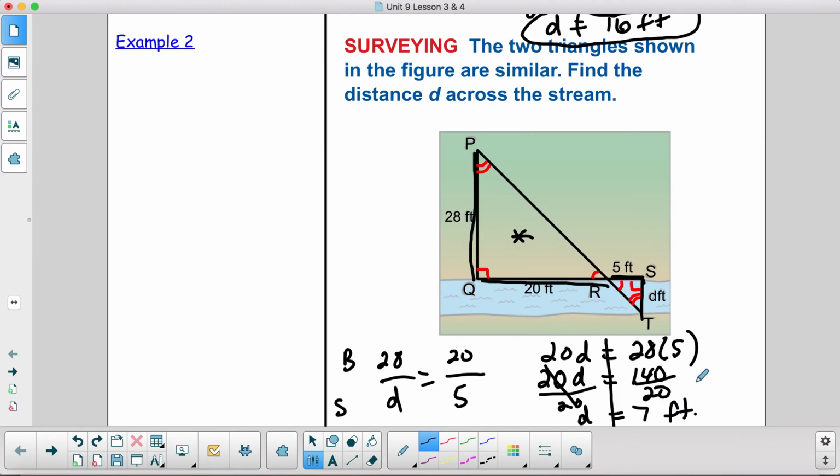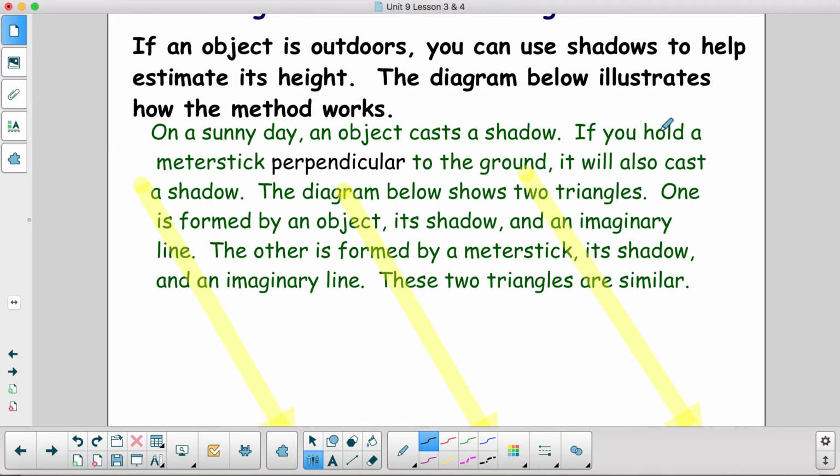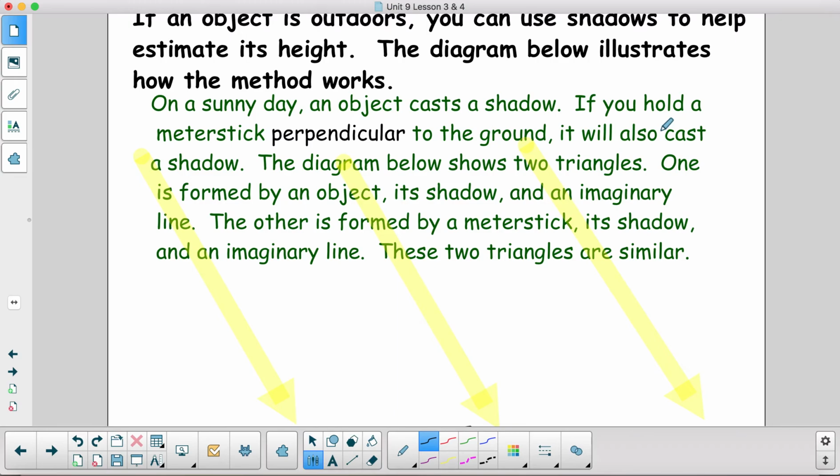Okay. Now, we're going to go ahead and look at the next slide. The other type of problem we're going to see today is using shadows to find heights. So here's just a quick overview about it. If an object is outdoors, you can use shadows to help estimate its height. The diagram below illustrates how the method works. On a sunny day, an object casts a shadow. If you hold a meter stick perpendicular to the ground, that means upright, it will also cast a shadow.